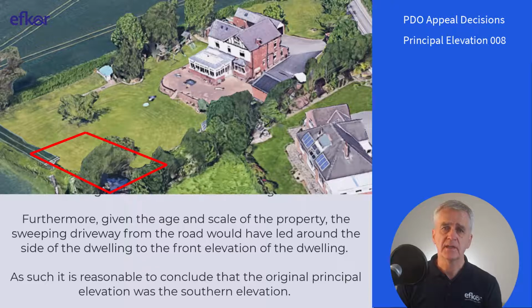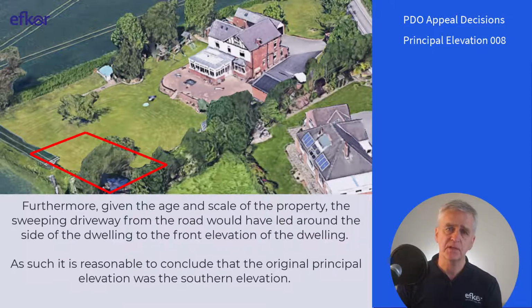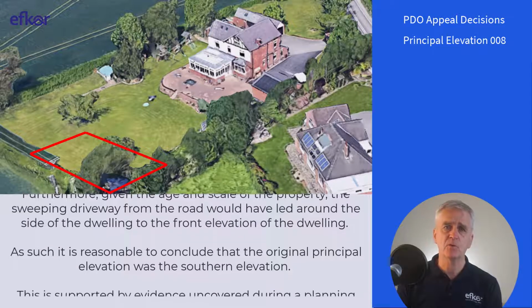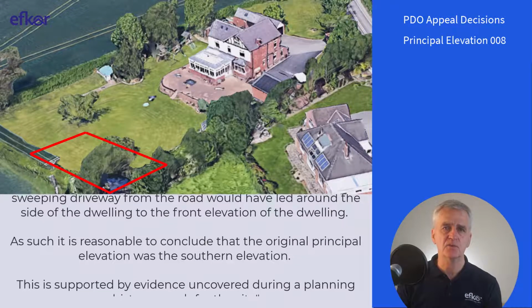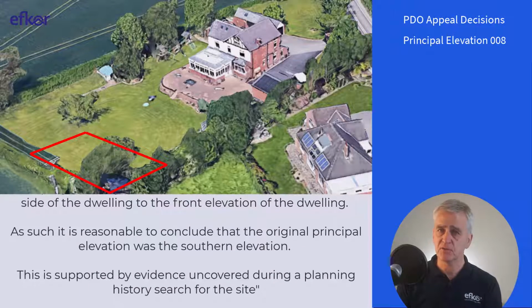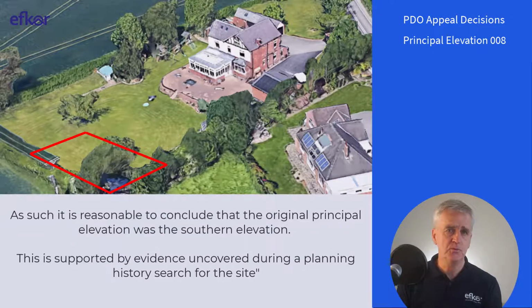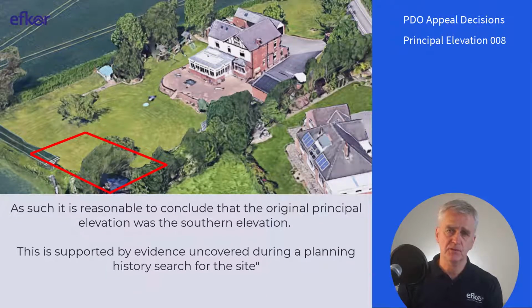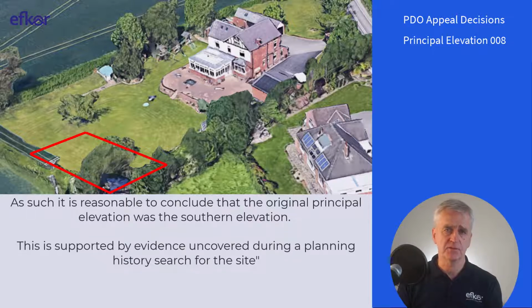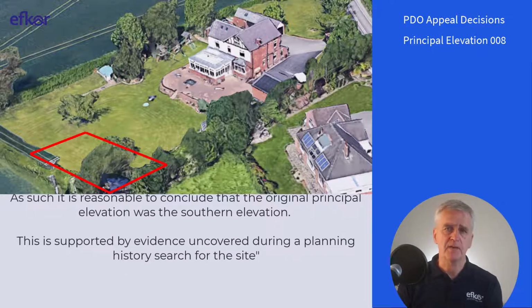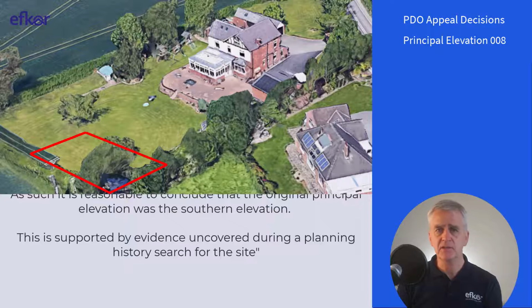Furthermore, given the age and scale of the property, the sweeping driveway from the road would have led around the side of the dwelling to the front elevation of the dwelling. As such, it is reasonable to conclude that the original principal elevation was the southern elevation. This is supported by evidence uncovered during a planning history search for the site.